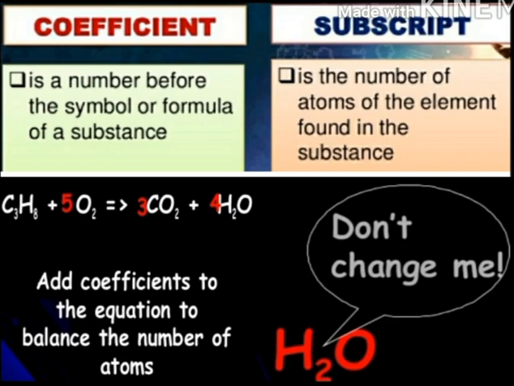And coefficient: now, you can see in the reaction C3H8 plus 5O2 gives 3CO2 and 4H2O. The numbers which are written in red color, that is 5, 3 and 4, are all the coefficients which are used to balance the equation.